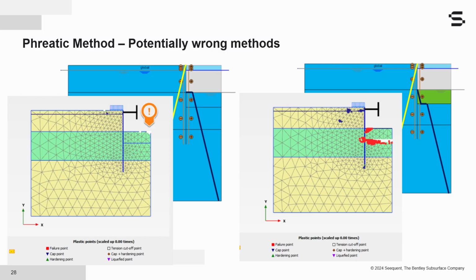And as we can see in the plastic points underneath the layer, which we have defined with the head condition, there are a lot of red and white plastic and tension cutoff. So those two methods will potentially give us the wrong pore pressure distribution. And again, I encourage everyone to check the webinar that we did that explains everything in more detail. So then, what is the recommended method?